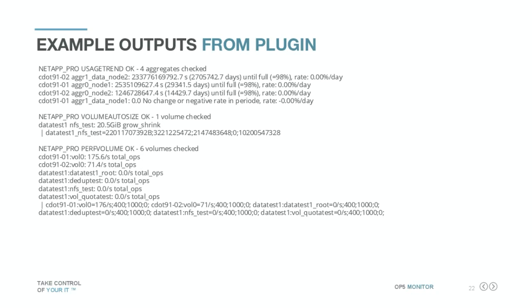So the first example, when you're checking those aggregates, you can see when the aggregate is going to get full. I have a pretty idle system in our lab, and the whole system is simulated. So that's the reason for the rate. Also, that auto size I mentioned works as expected. Then there is the performance volume check, so you can check the total ops, latencies, whatever are the most important things.